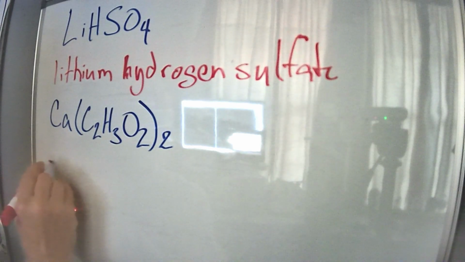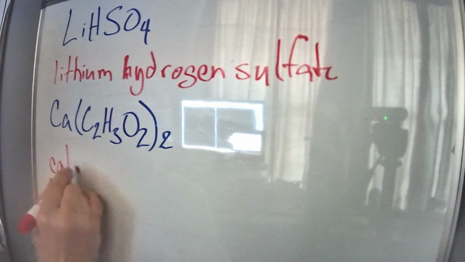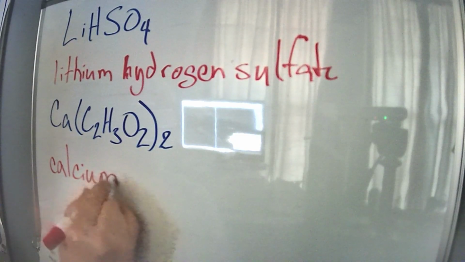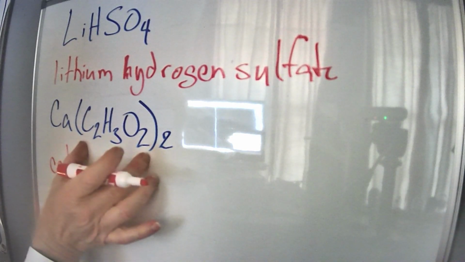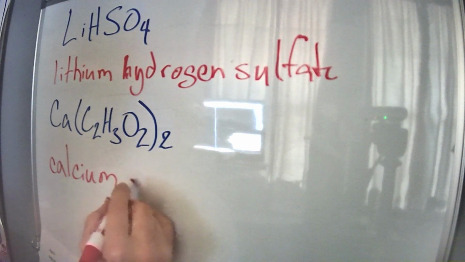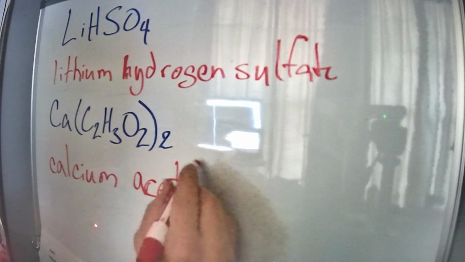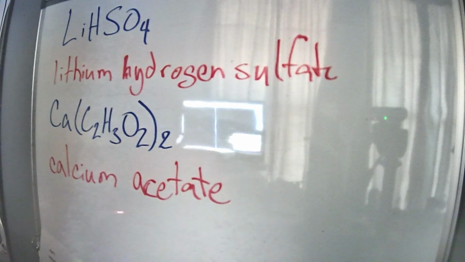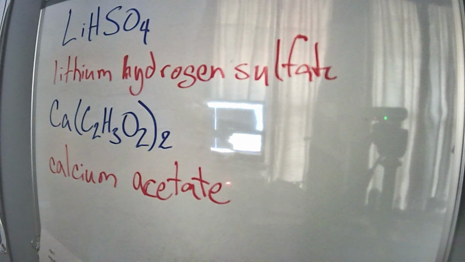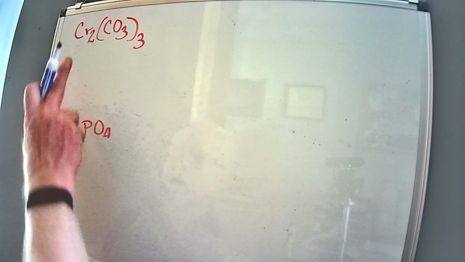Ca, calcium. So we've named our positive half, we've named our metal. This inside the parentheses is the acetate ion. So calcium acetate.